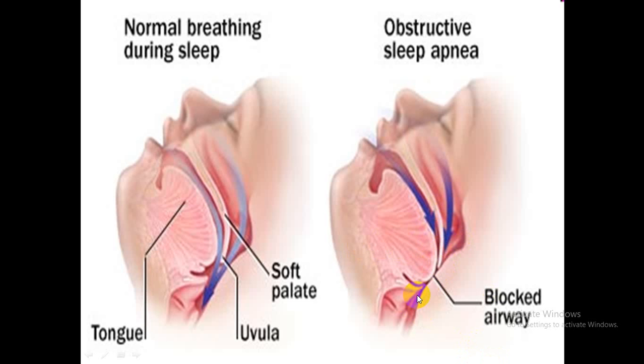What happens when the patient sleeps? Now we explain the sleep rhythm. Normally, in the sleep rhythm we have two stages. Stage 1 is non-rapid eye movement sleep, non-REM, and REM sleep.